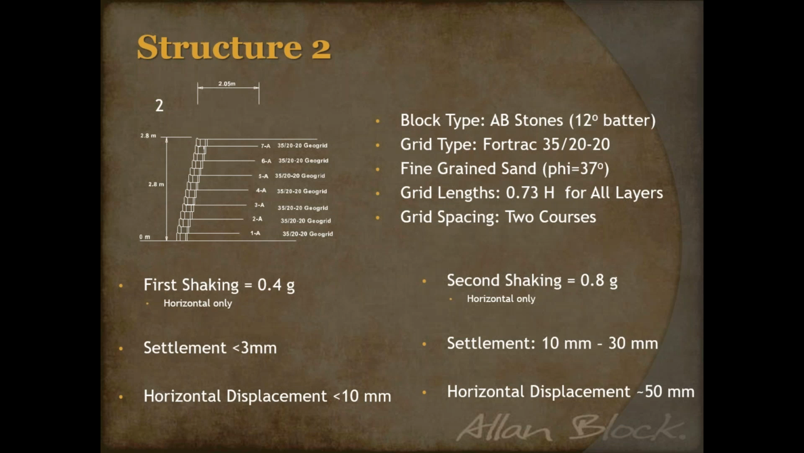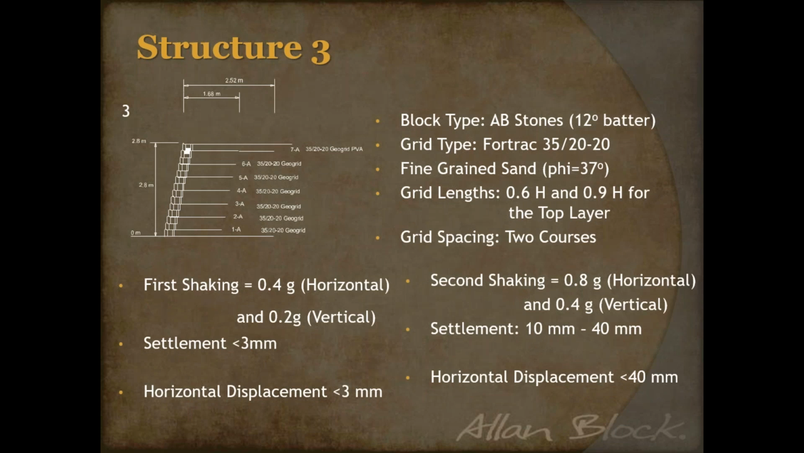So to us, this was one of the first eye openers, other than the fact that we didn't have catastrophic failure, right? All of a sudden we're like, wow, that made a huge difference. So structure number 3, what we did is we kind of went to what we recommended at the time. So you'll see we went down to 60% grid lengths. So most of the grids were only 1.68 meters in length, but we did lengthen the top layer of geogrid.